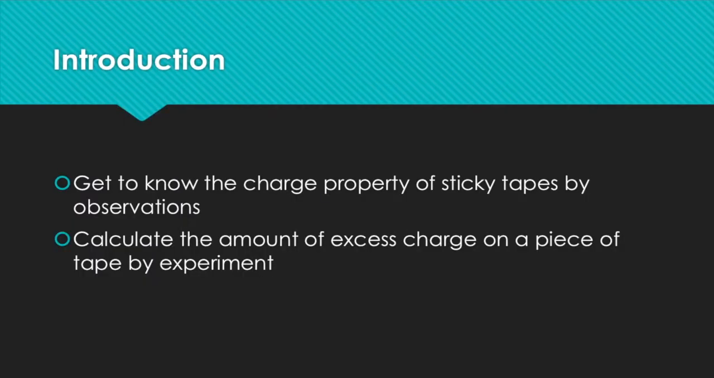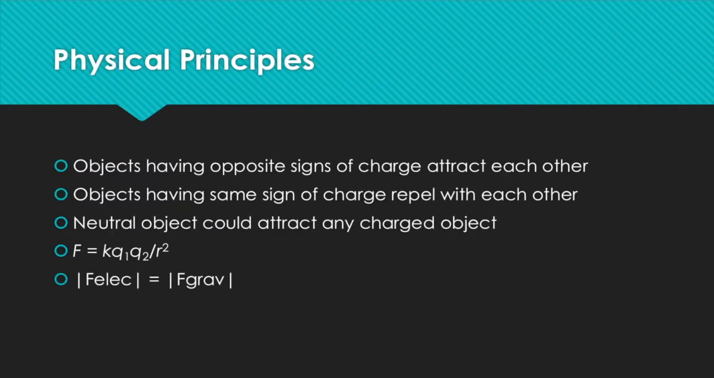Starting from the introduction, the purpose of this lab is to get to know the charge properties of sticky tapes by observations, as well as to calculate the amount of excess charge on a piece of tape by experiment. Some basic physical principles: objects having opposite signs of charge will attract each other, and on the other hand, if objects have the same sign of charge, they will repel each other. However, a neutral object could always attract any charged object, either positive or negative.